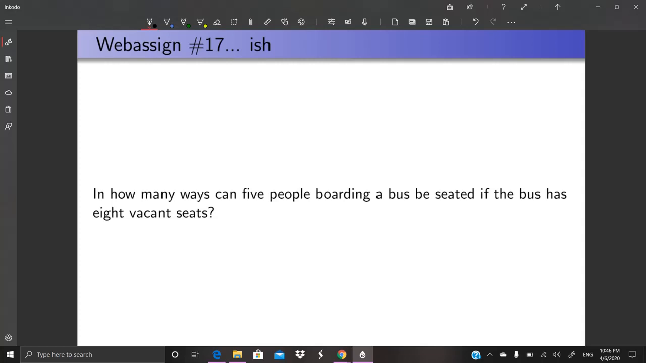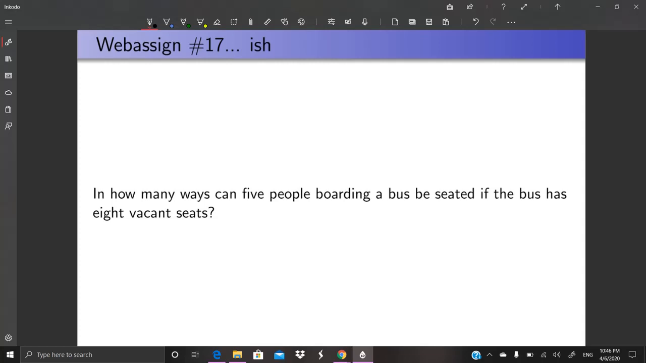So the way I think about it is, we have 8 vacant seats on the bus. There are 5 of us trying to get there and fill up those seats. Well, that means that the first person will have 8 options, and then that person sits down. So the next person doesn't have 8 options. They have one less option because there's already one person sitting there.